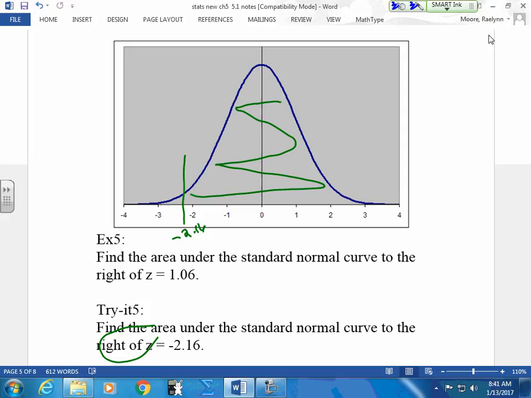Go to 2.16. Oh, okay, so Sarah's going to go this way. She's going to go to the 2.16 because that's going to give me all my area to the left. She's using her concept of symmetry. So what do you get for 2.16, Sarah? 0.9846. Oh, she's so close to the 98%. Okay. Keep these with you guys, and Monday, Tuesday, we'll finish this up. We'll go over this weekend so that you get a good feel for where these go.